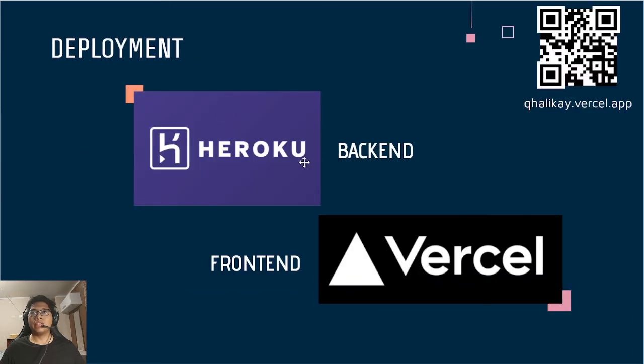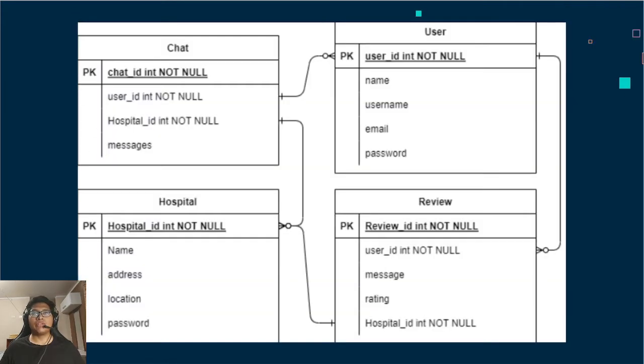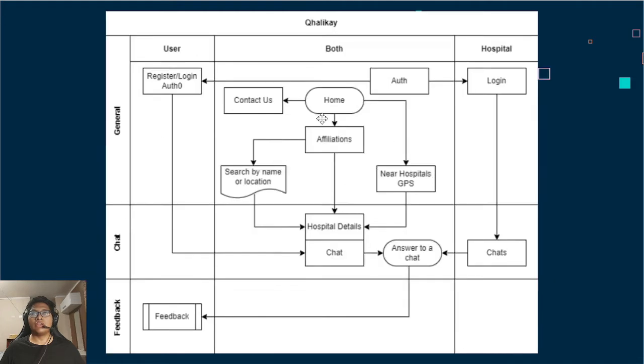For the backend deployment, I use Heroku, and for the front-end deployment, I used Vercel. Here is the initial design of the database for the hospital and user, the chat and review tables. After that, I modified it to fit MongoDB. And here is the design of the web application. The user and hospital have these views, and both of them have access to these views.